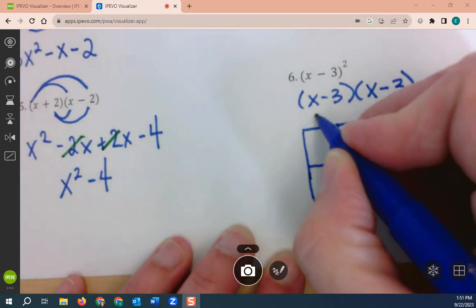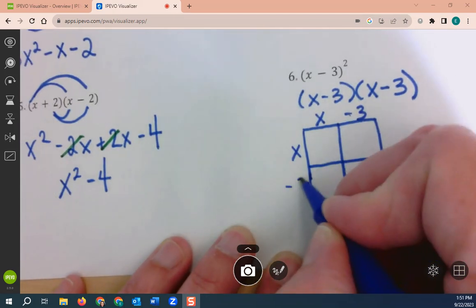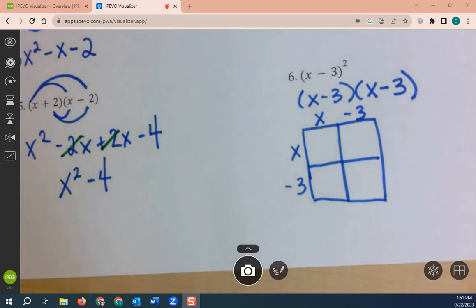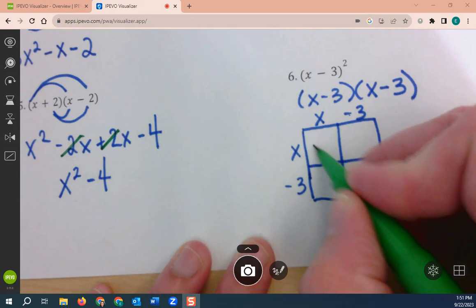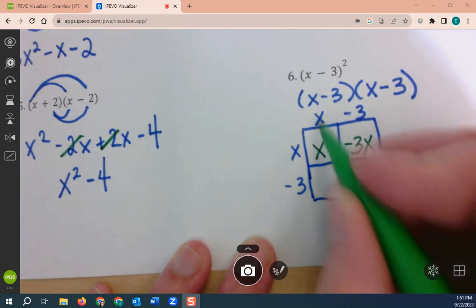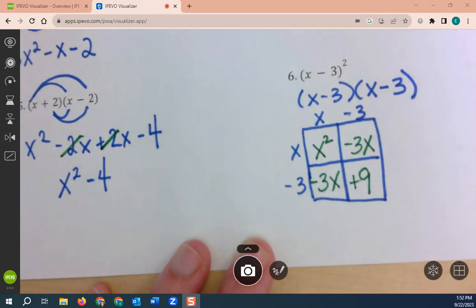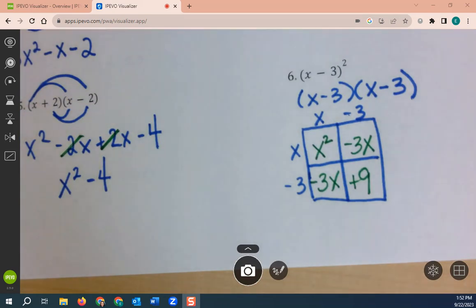So would it just be x, 3, x, 3? Minus though, so it's going to be a negative 3, x, and then negative 3. Like that. All right, x times x is x squared. X times negative 3. Negative 3 times x, and negative 3 times negative 3. Negative 3x and negative 3x, do those cancel out? No. What do they make?